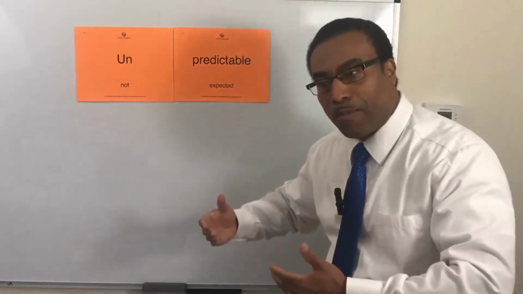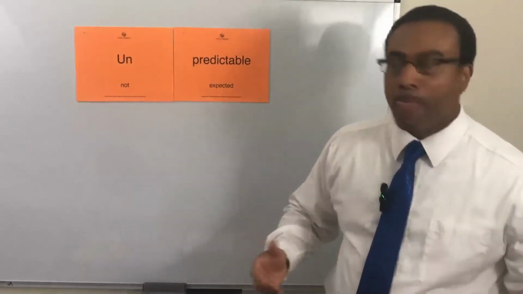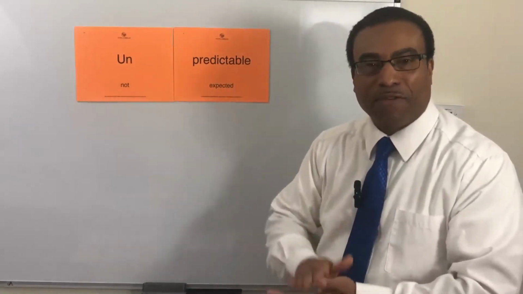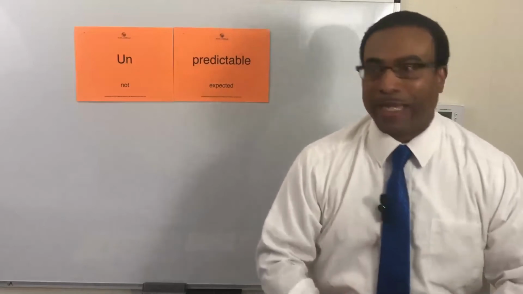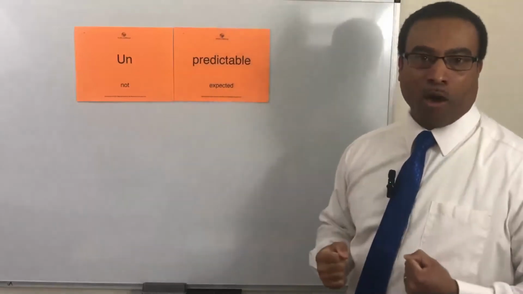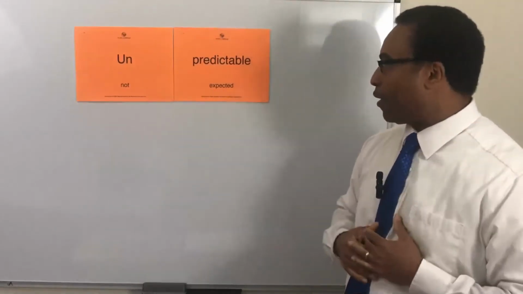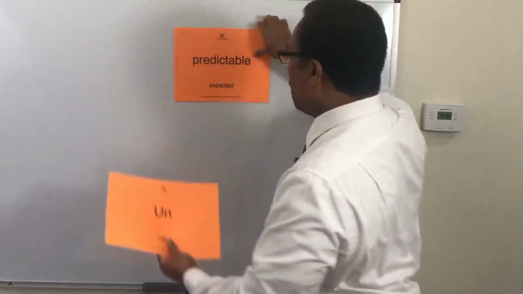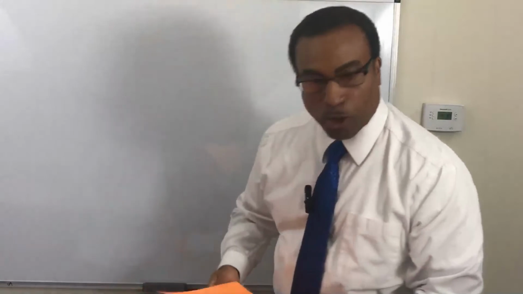You do want to tell them that not all prefixes mean not, but nevertheless, it's a great way to begin because these are the 7 prefixes that are so prolific, they have the biggest impact on the way your children will learn vocabulary. So that's un, okay? Great. Let's take it off the board for a second. Un. Predictable. That's a good pair.